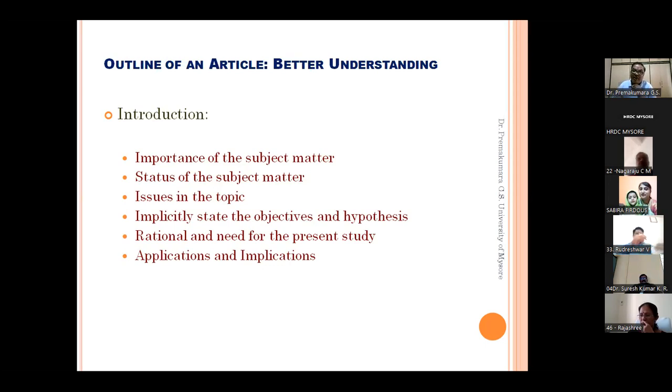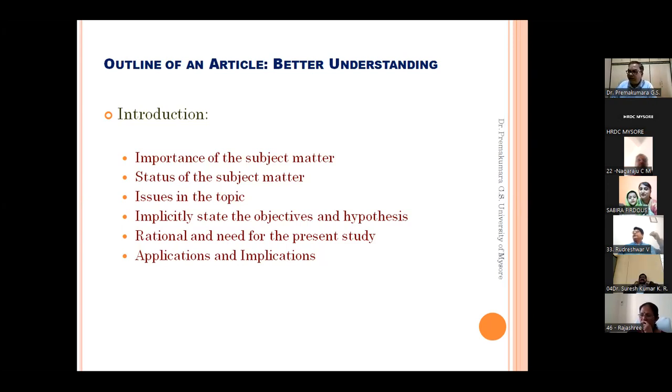So what inequality are you talking about? Inequality among the states, or the districts, or the taluks, or the developed and underdeveloped taluks, or south and north, right? You have to discuss the issues within the topic, what you are exactly going to talk about. That has to come next. And while writing this introduction, after talking about the importance of the subject, status, and then issues, you directly come down to writing your objectives.